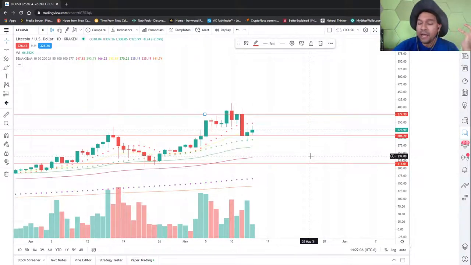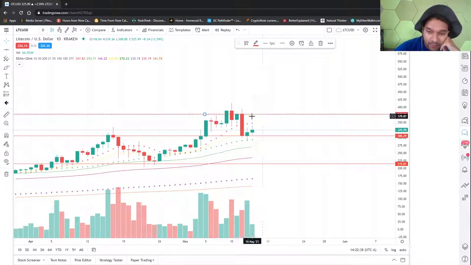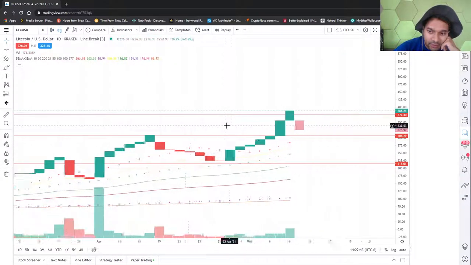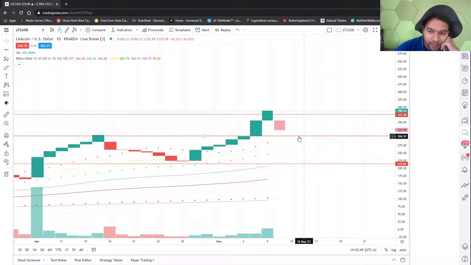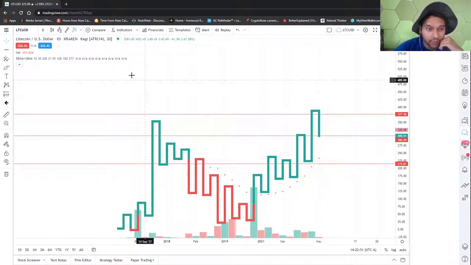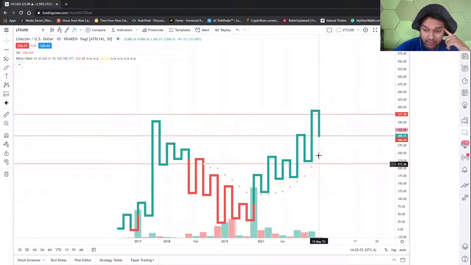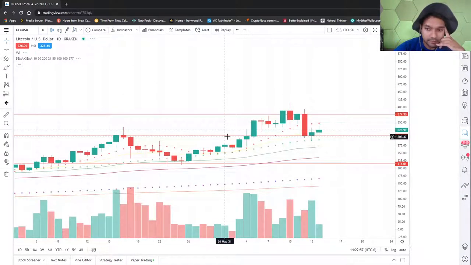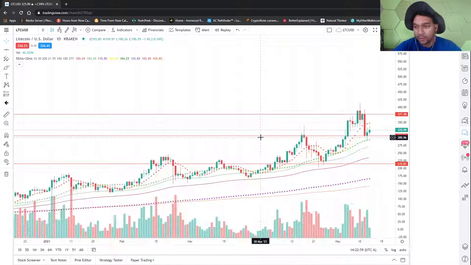So I don't know. For me, what I'm looking at is either it goes down or up. The chances are it goes down. Again, whichever way it goes, it seems to be in a downward trend. The Kagi is showing downward momentum. So there you go. That's Litecoin.